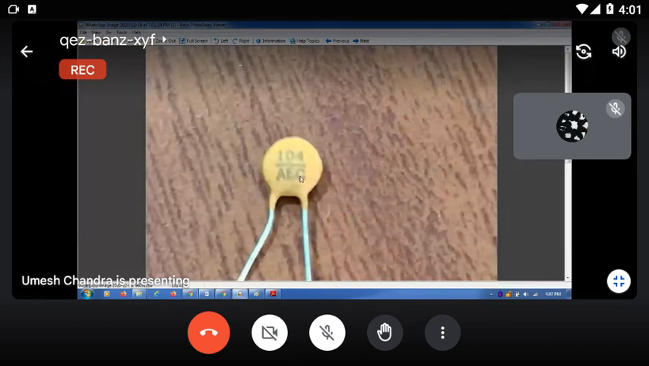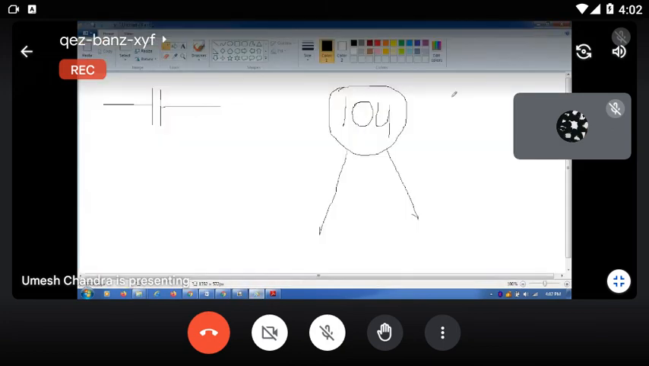Now you see here, this is a mica capacitor, or ceramic, or disc type. It looks like a disc type, and it is built of ceramic material, disc type, or PF. PF means picofarad. This is the non-polarized capacitor.